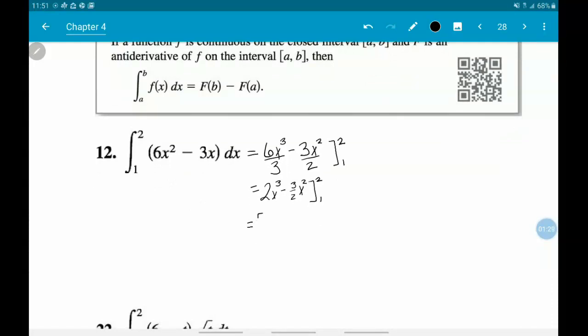So what we're going to do is we're going to plug the 2 in first, and then we're going to subtract, and then we're going to plug the 1 in. So when I substitute the 2 in, I'm going to have that. Subtract. And then I'm going to substitute that 1 in.